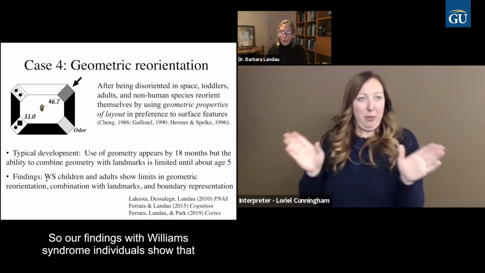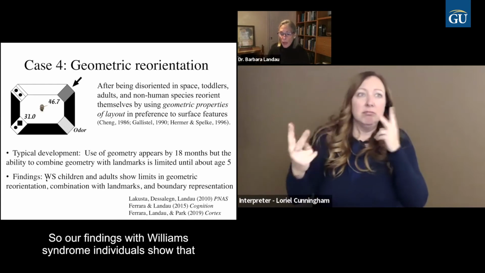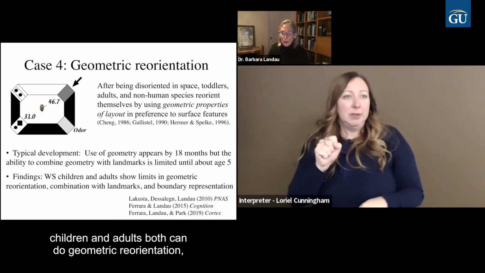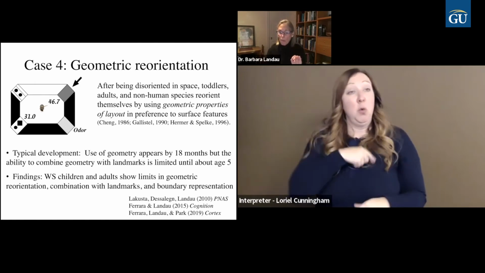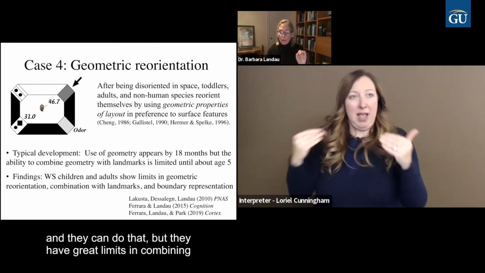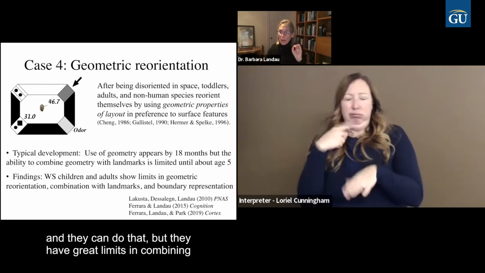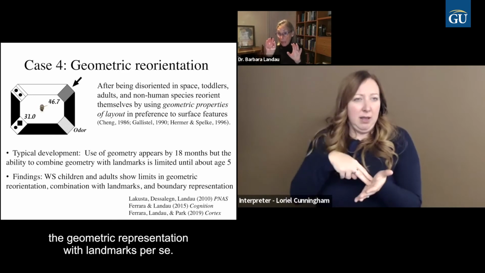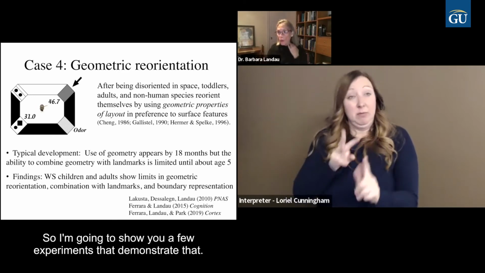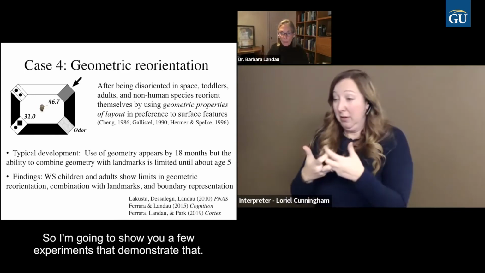So our findings with Williams syndrome individuals show that children and adults both can do geometric reorientation. But they have great limits in combining the geometric representation with landmarks per se. So I'm going to show you a few experiments that demonstrate that.